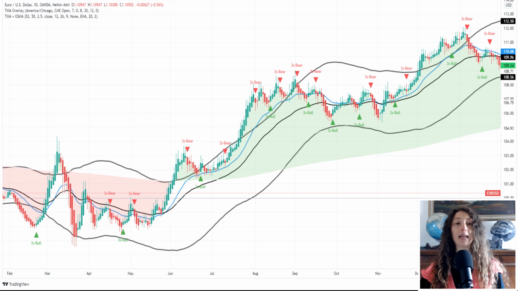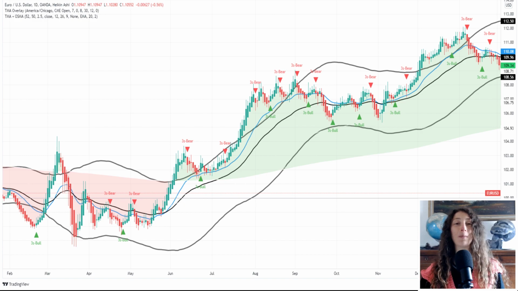When the gray line is greater than the black one, the trend is upward, and therefore only the bullish signals are considered. When the gray line is less than the black one, only the bearish signals are evaluated. The buy and sell signals seen on the chart are generated by the TMA overlay.